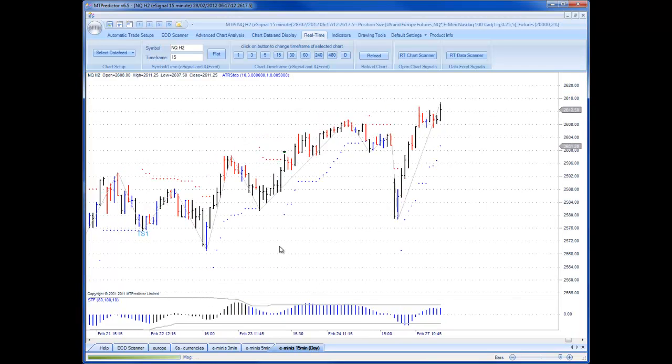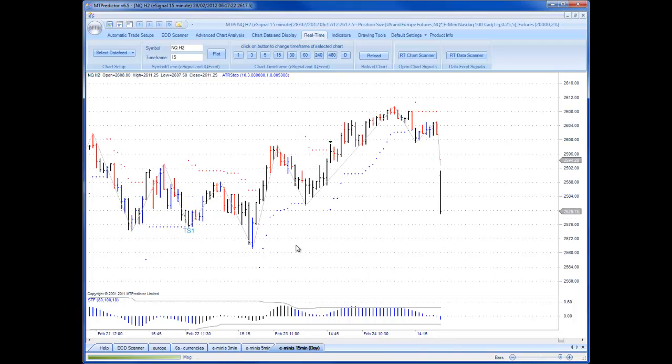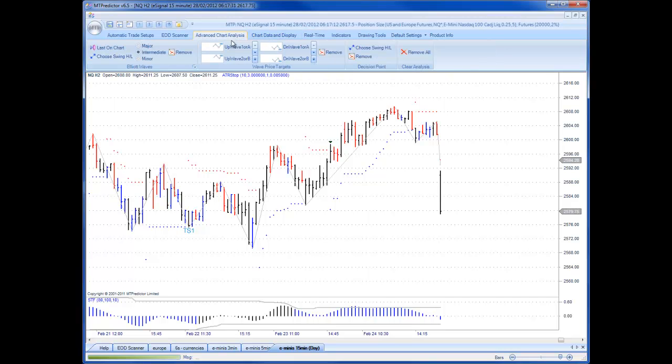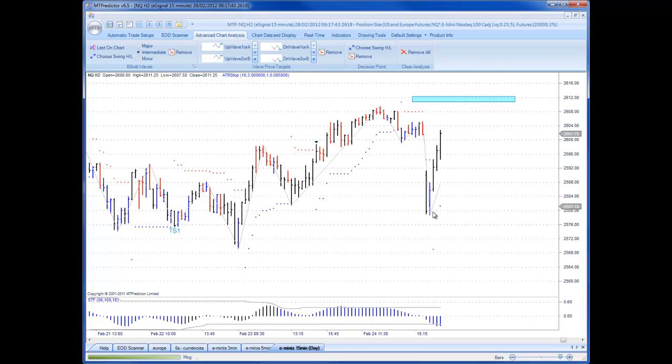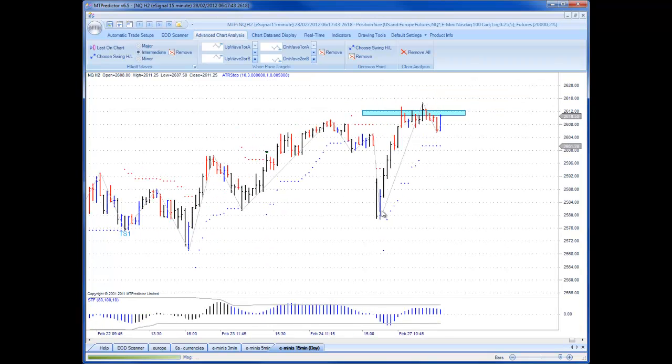Now these are on the charts in advance, so if I scroll back to early in the day yesterday, you can see we had a pivot high here from the previous day. So what I can do is just literally go to the decision point tool, click choose swing high or low, and as you can see, that then puts a target on the chart in advance. Now this seems an awfully long distance away, but as you can see, the market made a low and then started to rally back up.